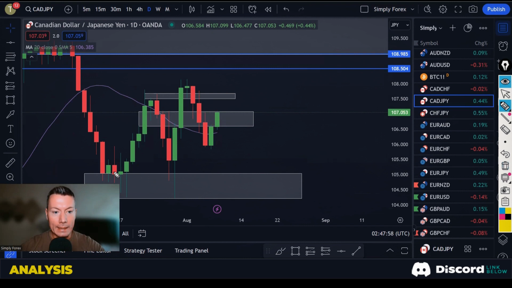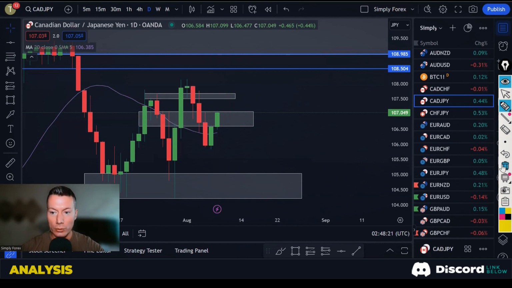And normally, yeah, if I see this setup, we're in an uptrend. It's come down. We've got a nice bullish candle, just closed above the moving average 20. I would look to buy this pair. And if I really had to trade this pair, I would buy it. And I think there's some room to the upside. But why am I not?